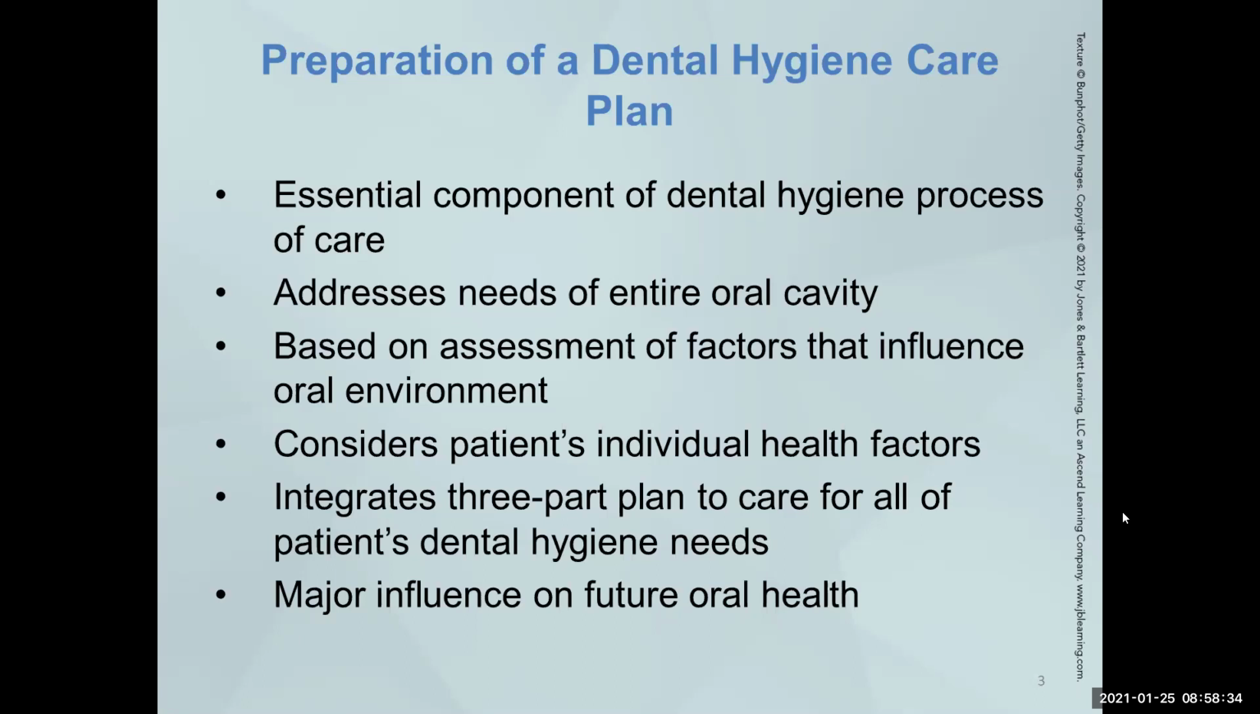And it's based on assessment of factors that can influence the oral environment. So in everybody's OHE book, they're usually going to have a picture of the oral systemic link, a picture of the body, and then arrows going out for the brain, the heart, the kidneys, the liver, and oral systemic link. But you want to consider the patient's individual health factors, okay? Customizing it for the patient. And it is part of the three-part plan for all of your patients.